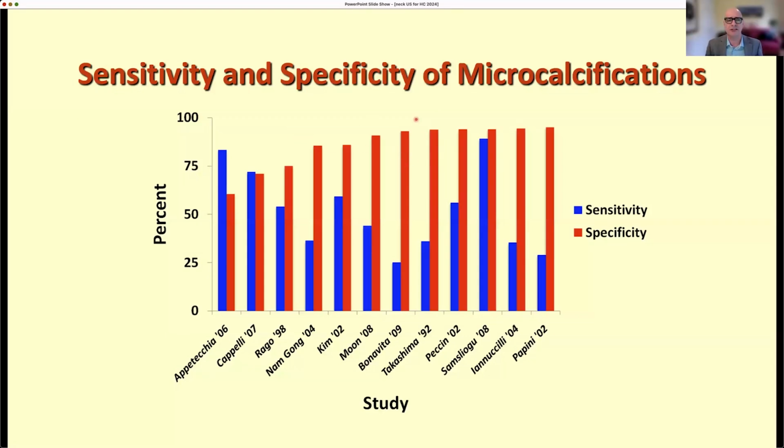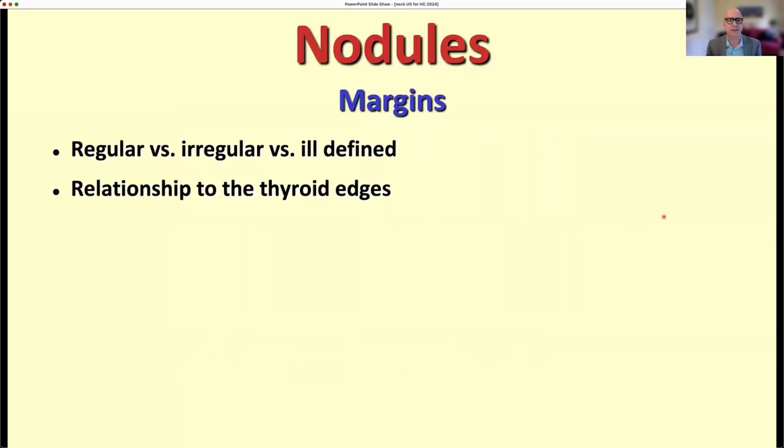So the microcalcifications are very important in terms of sensitivity and specificity when they're well identified. And this is a number of studies that look at sensitivity and specificity of microcalcification. And as you can see, they're very specific and not very sensitive because many nodules don't have microcalcification.